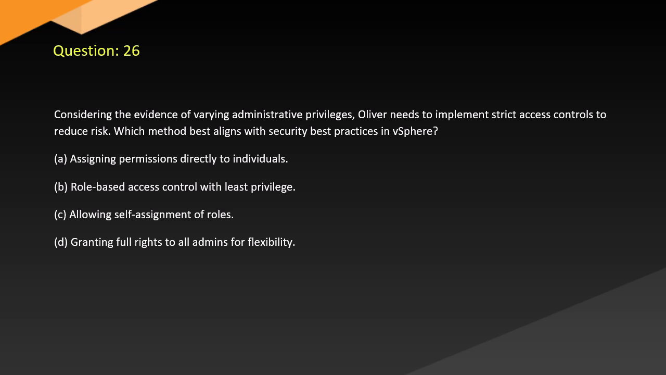Question 26. Considering the evidence of varying administrative privileges, Oliver needs to implement strict access controls to reduce risk. Which method best aligns with security best practices in vSphere? A. Assigning permissions directly to individuals. B. Role-based access control with least privilege. C. Allowing self-assignment of roles. D. Granting full rights to all admins for flexibility.